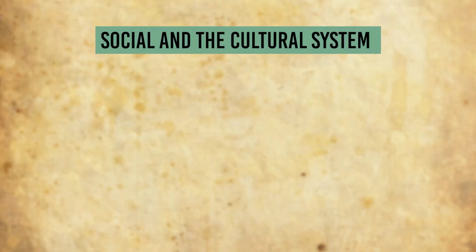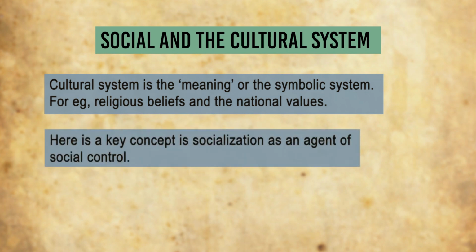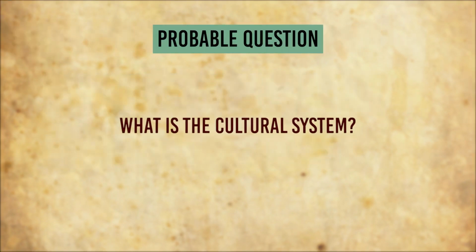Now we'll move to the social system and the cultural system. The cultural system is a meaning or symbolic system, for example, religious beliefs and national values. Here a key concept is socialization, which is an agent of social control. Cultural system is where we develop our values and where we go through some shared beliefs.